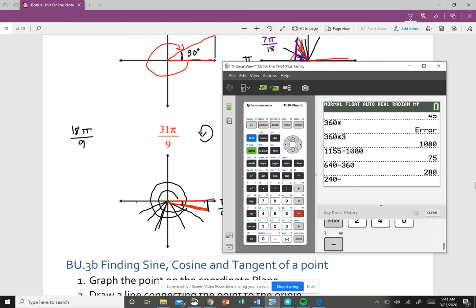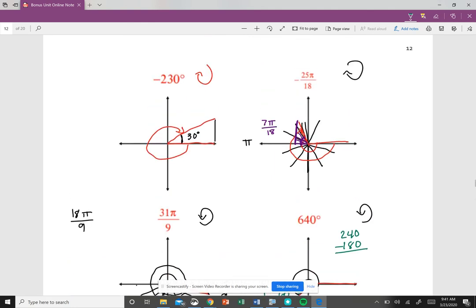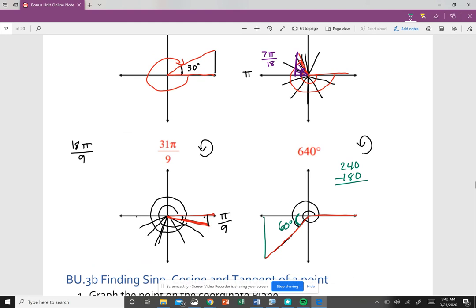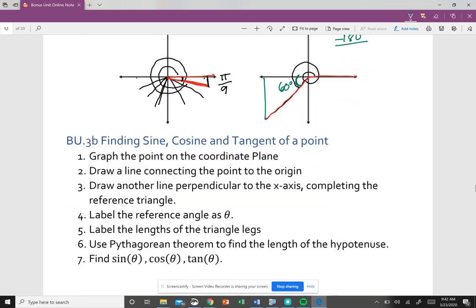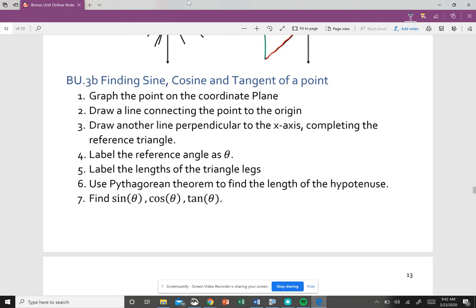(240 minus 180). That's 60. See, 60 degrees. All right. If you have any questions on this, please rewatch it and then try it again. Okay. So we're now going to go into finding the sine, cosine, and tangent of points.